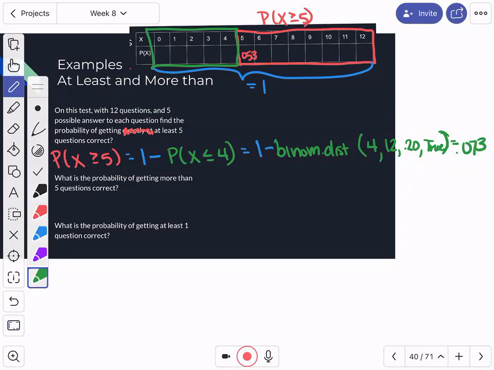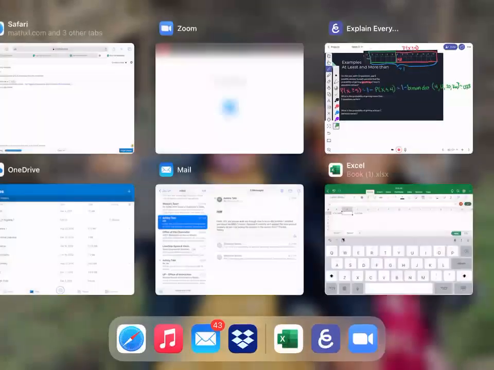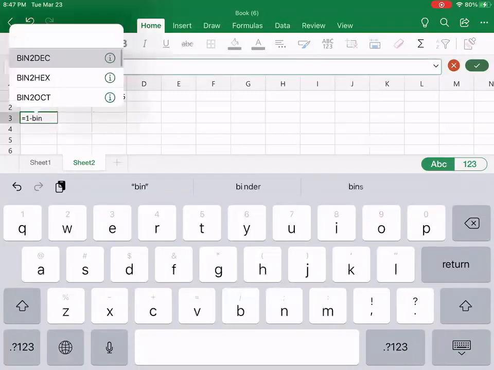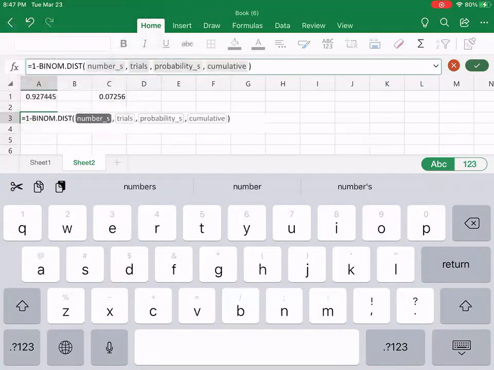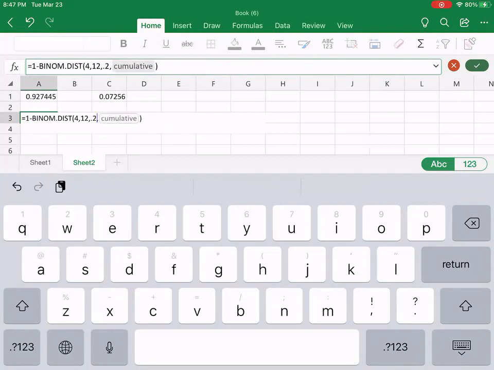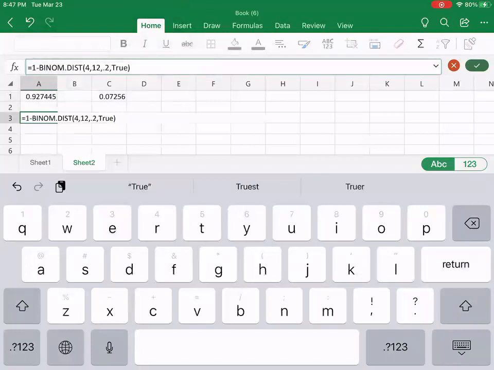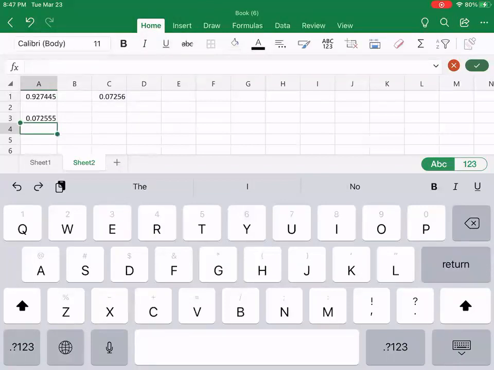You can actually put that all into one box if you wanted to. I just got tired of writing it, but you would do 1 minus binom.dist, 4, 12, 0.2, cumulative true. And that's how you get that value too. Either way, you can do it in parts. You can do it in one big step like I just did it. But it'll give you the answer 0.073.